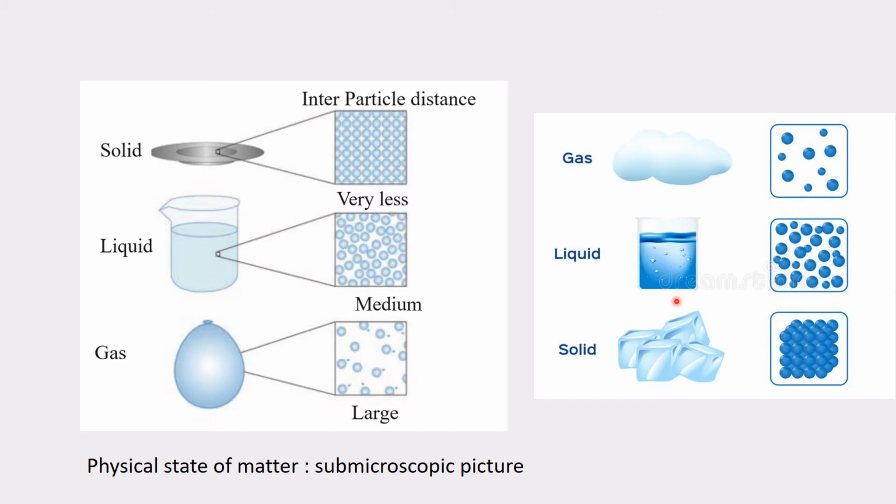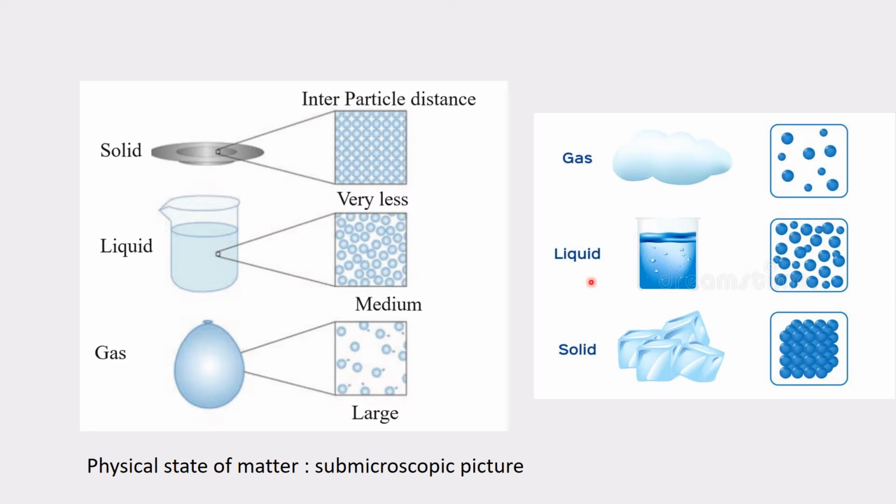The intermolecular force is very weak in gases. Now we'll move towards the next type, that is the gaseous state. Here the intermolecular force is very weak. Why? Because the constituent particles of gases move freely and occupy all the available space. In the gaseous state, the intermolecular space is large. They are very far apart from each other, and therefore they can move freely in the given space.